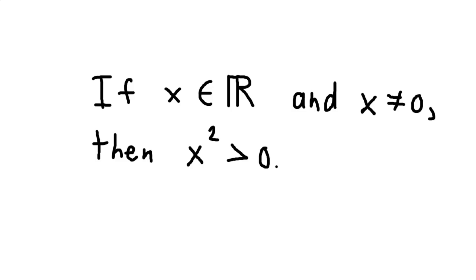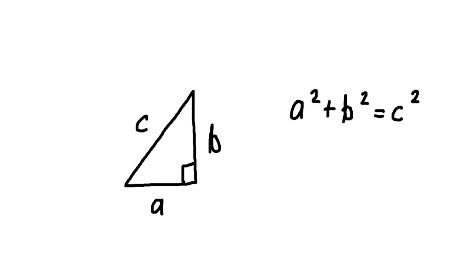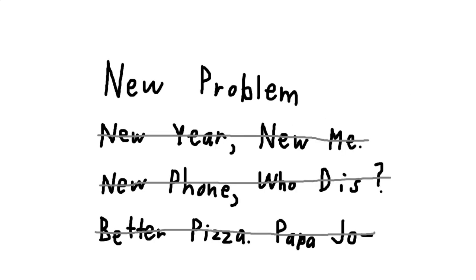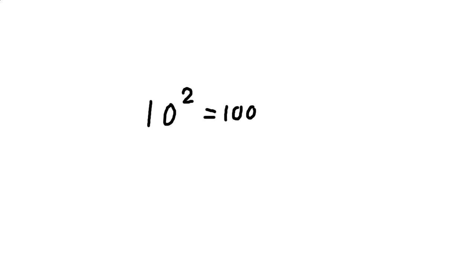This makes squaring a useful tool for guaranteeing that your number is positive, and allows for some pretty straightforward tricks like the Pythagorean theorem. But we're not here for simple and straightforward tricks. No, we want to discover something interesting. Let's take an example like 10 squared. The result of 10 squared is 100.